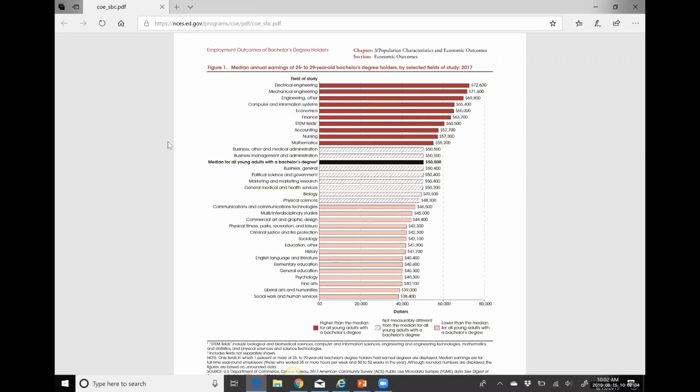So you can see just kind of going down the list, and also be careful whenever you look at income data at a federal level, because the coasts make more money than the Midwest does, so always keep that in mind. So you see that social work and human services is kind of down at the bottom. And then you can actually just peruse that on your own time.